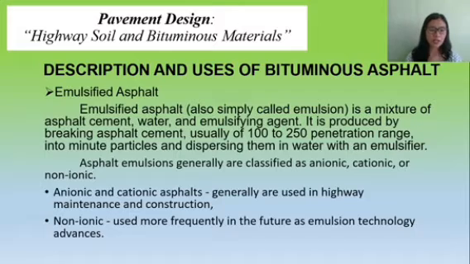Asphalt emulsions are generally classified as anionic, cationic, and non-ionic. The first two, anionic and cationic, have electrical charges surrounding the particles, while the non-ionic is a type that is neutral. Anionic and cationic asphalts are generally used in highway maintenance and construction, while the non-ionic will be used more frequently in the future as emulsion technology advances.